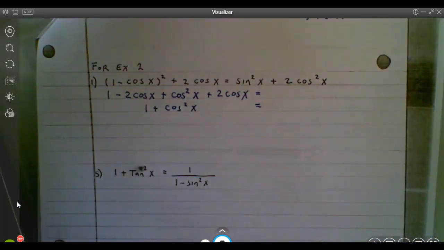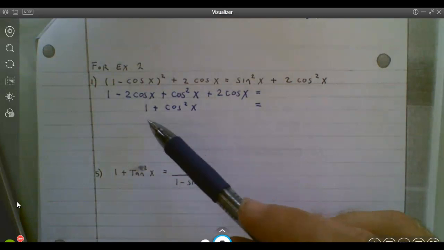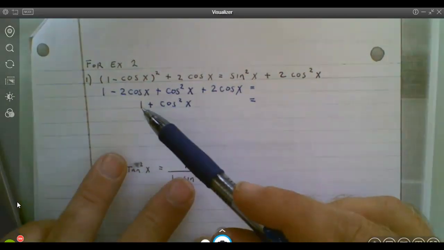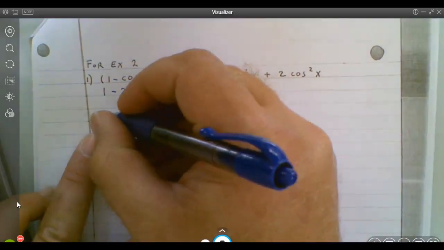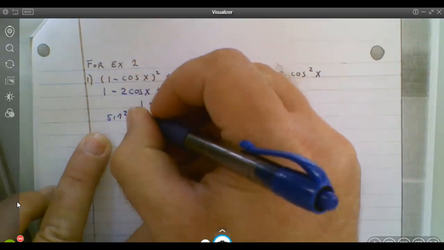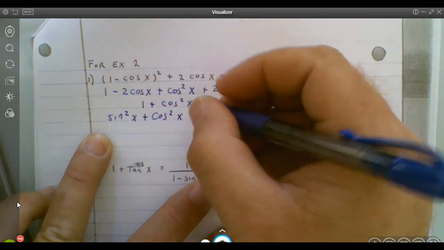This is where I have to think a little creatively on how I can make this look like this. What I'm going to do on this one, remember we have the identity that sine squared plus cosine squared equals 1. So I'm going to replace 1 with sine squared plus cosine squared, and I'm going to bring the rest of that down.